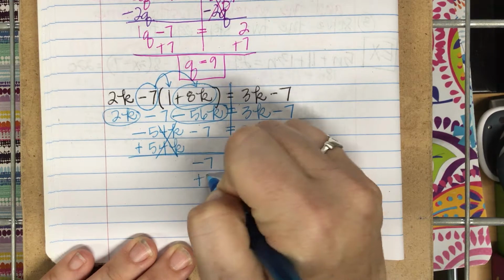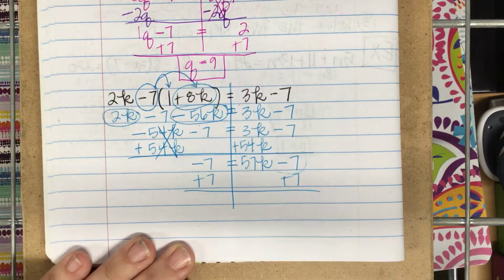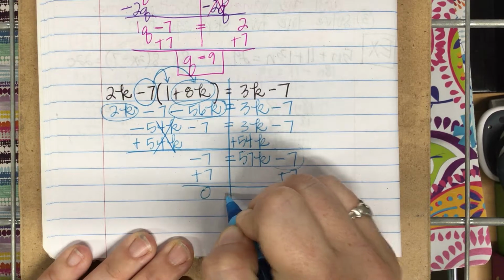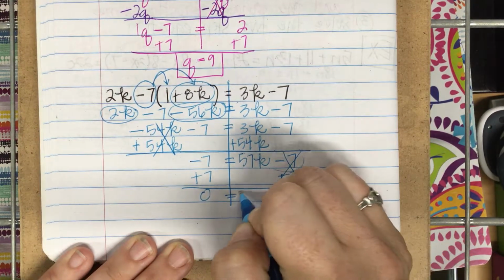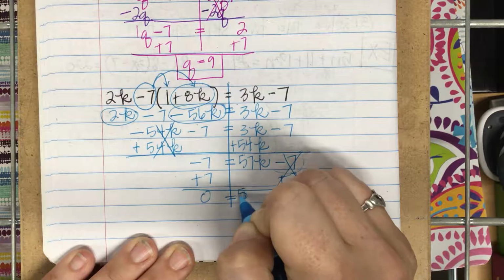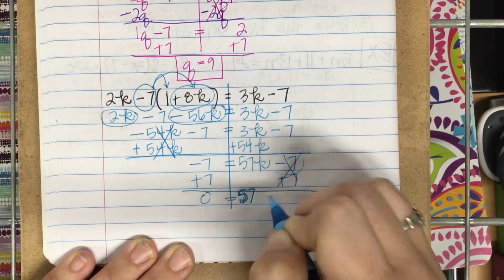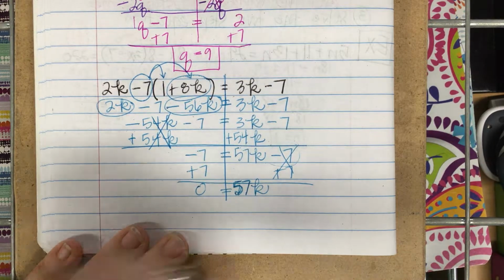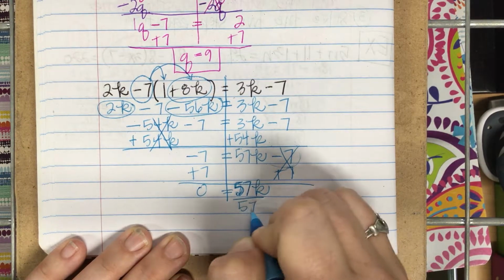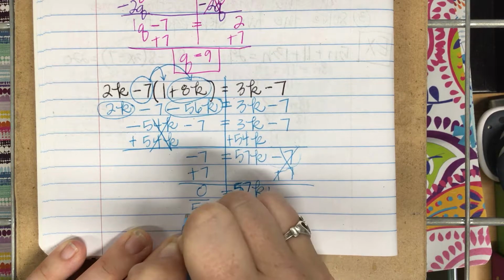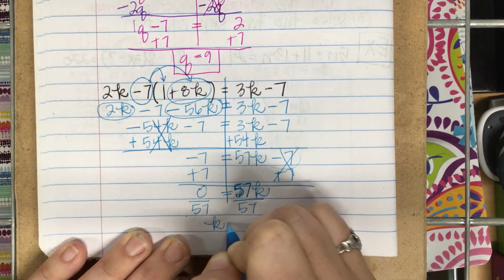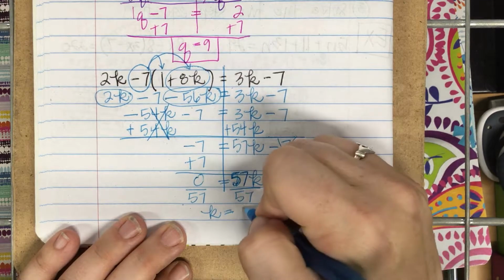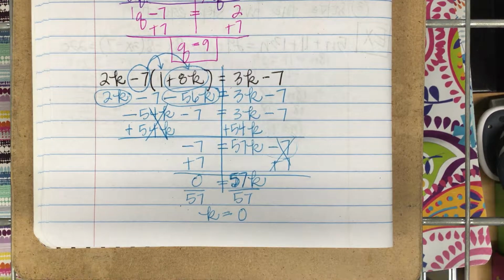+7. -7 plus 7 is 0. Equals 57k. Now what? Divide by 57. What is 0 divided by 57? 0. K equals 0.